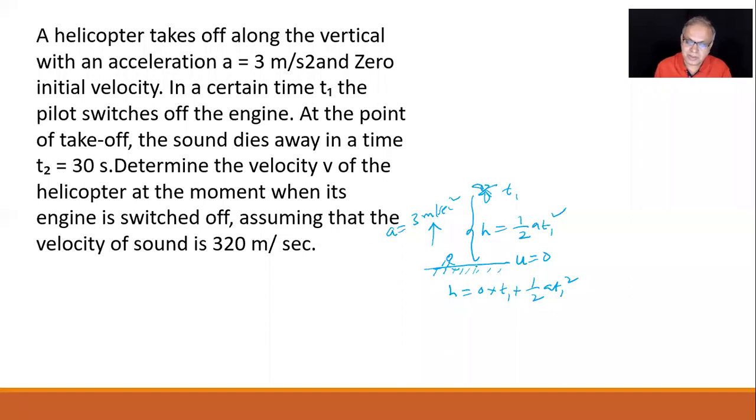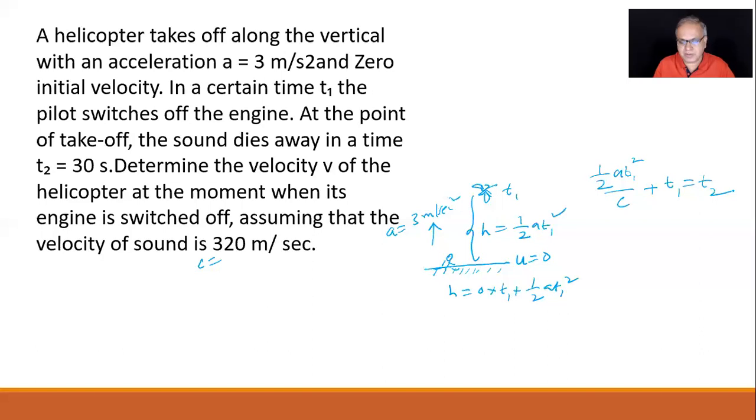So the sound will come back by half a t1 square distance to reach him, right? With a constant speed. That time is how much? Half a t1 square by c, because there is no acceleration for that. Constant speed for the velocity of sound. I call it c, for example. Plus the time it took to go up, t1, is equal to what he says is T2.